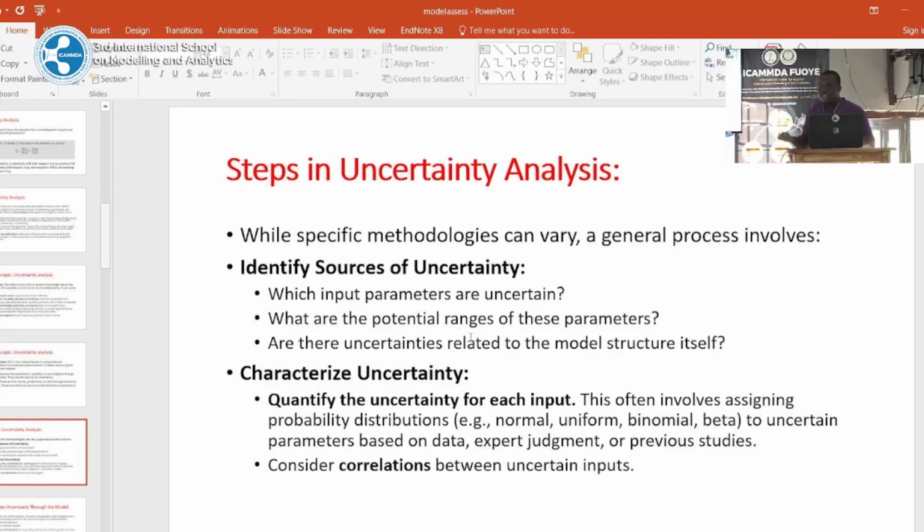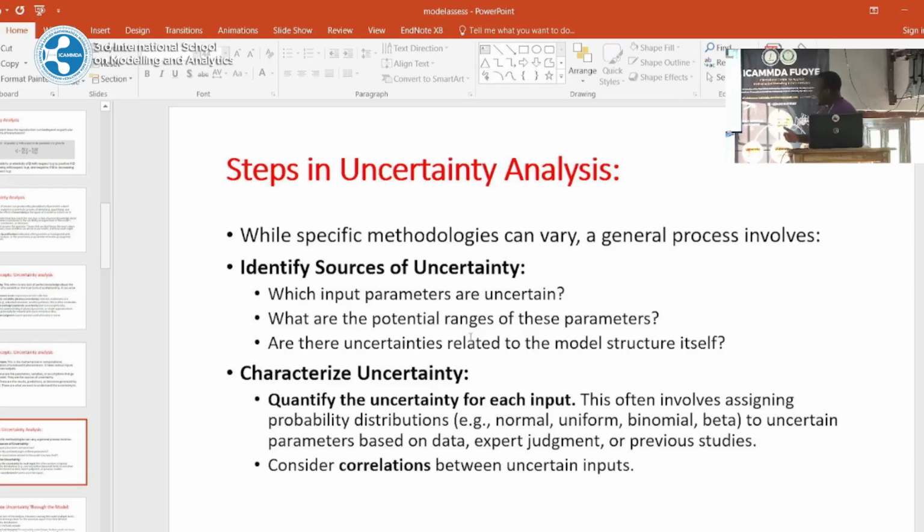Like for influenza, the range of infectious period is different from malaria. So you have to check. Incubation period, what is the range? Infectious period, incubation period, and then, I didn't hear you. Latent, good. Latent period. So, are there uncertainties related to the model structure itself? The model structure. Do you have uncertainty?